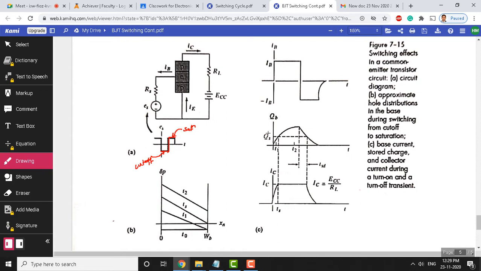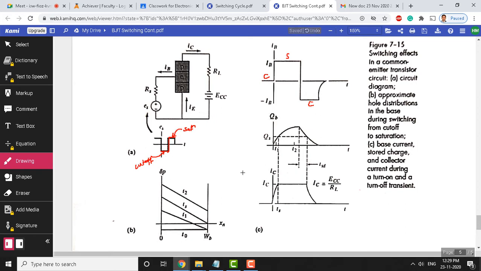So, initially we start here with cutoff. Let me show cutoff as C and saturation, and again we are in cutoff. And with reference to these switching states from cutoff to saturation and saturation to cutoff, let us see what is happening within the transistor, and how much time the transistor takes to switch from cutoff to saturation and saturation to cutoff. That we will analyze step by step. Okay. I hope you understood this. This is a common emitter configuration circuit with the input as a pulse waveform that we have applied here.